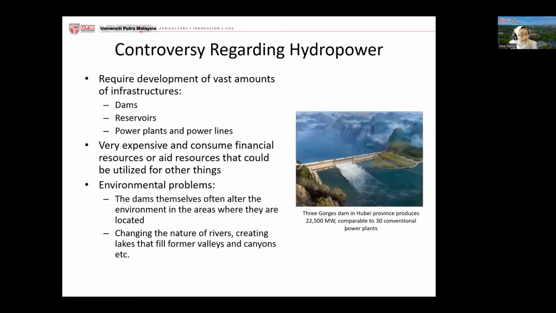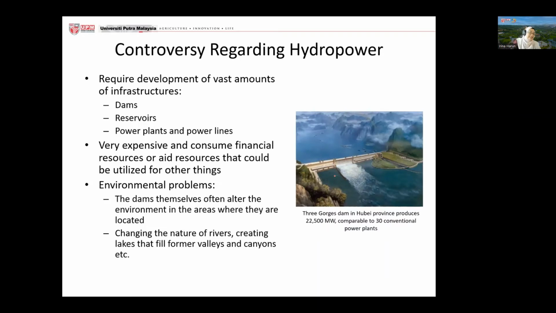22,500 megawatts. And this is comparable to 30 conventional power plants. Imagine that. How many power plants do we have in Malaysia? I have to check, but I think it's not even up to 10. The actual plants may be more, but the actual locations, not more than 10. So look at that. How much is it?